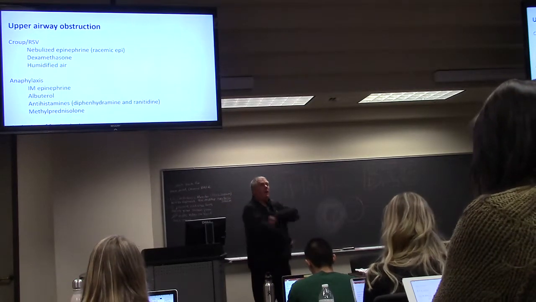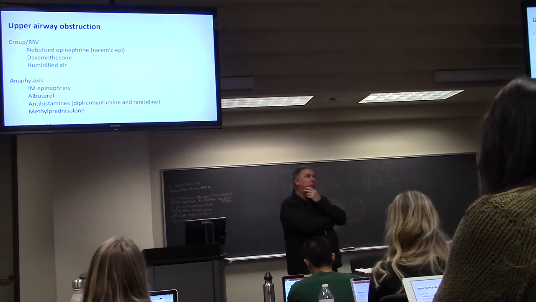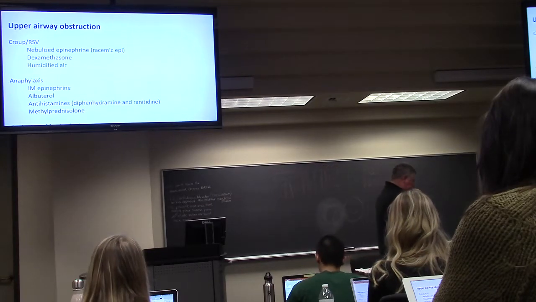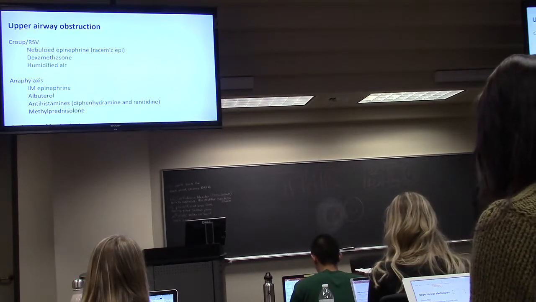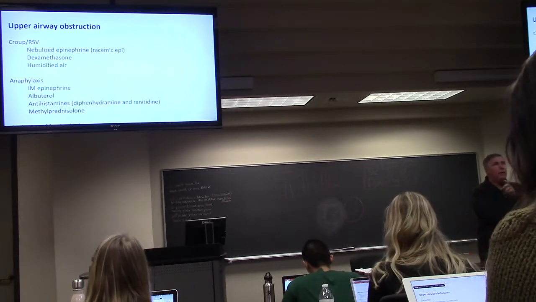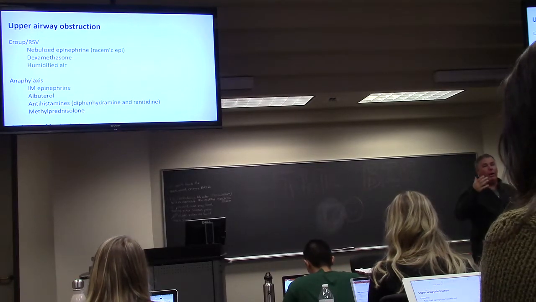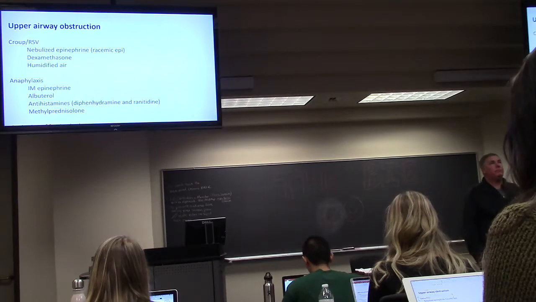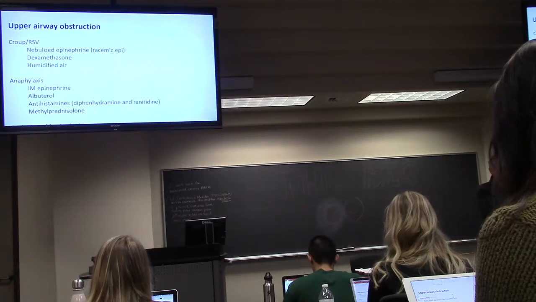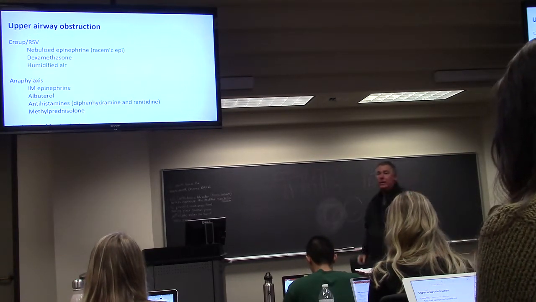Okay. Let's look at the 4 airway issues that I mentioned earlier. Upper airway obstruction, there are 3 different types. There's croup. RSV is respiratory syncytial virus. They present the same, and they present as a barking cough. Anaphylaxis is larynx. And aspiration of foreign bodies, most of the time in kids, is in the larynx.